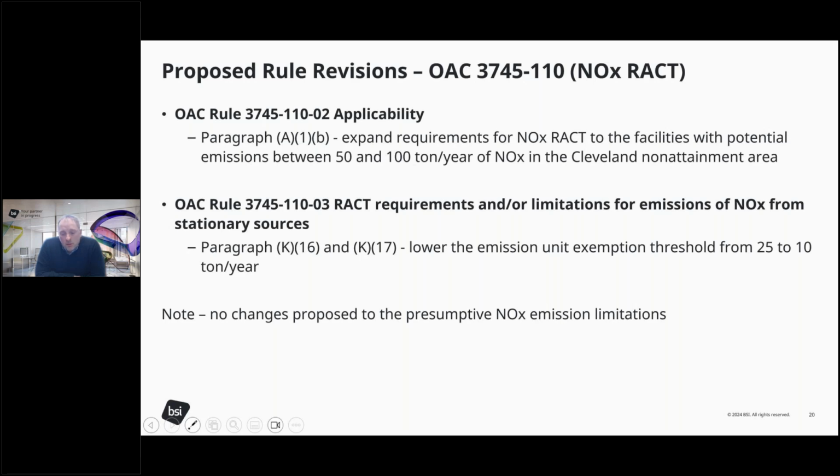Now, the exemption threshold in 110.03K for individual emission units is being lowered from 25 to 10 tons per year. So this revision will require facilities that previously submitted NOx RACT studies to update the study to include those emission units between 10 and 25 tons per year. So again, there are no changes to the presumptive NOx emission limits. So if you're subject to 2109, there really should not be any change.